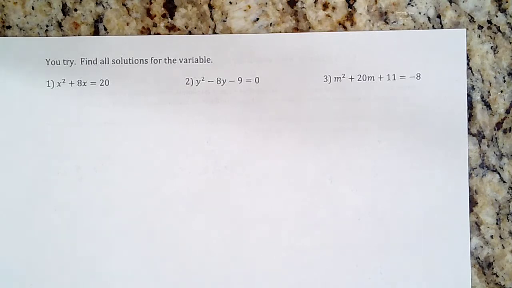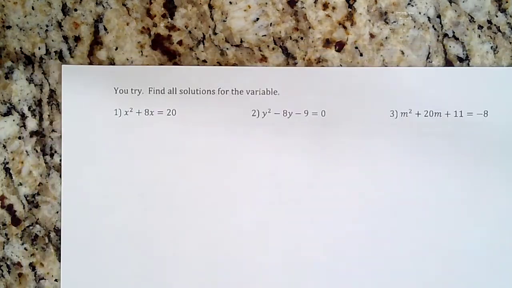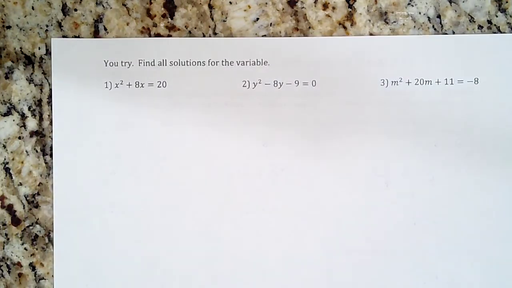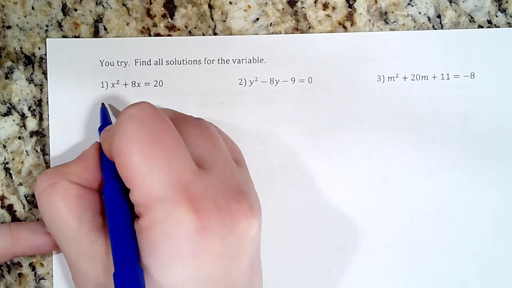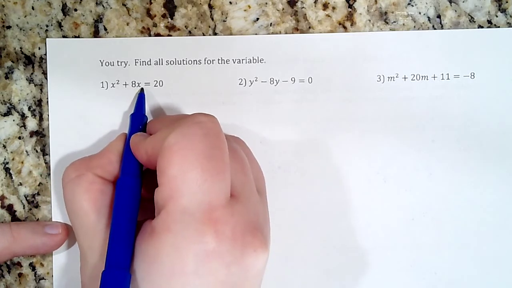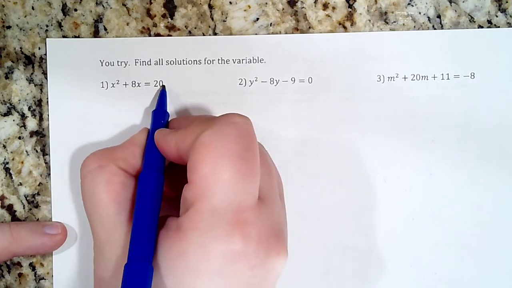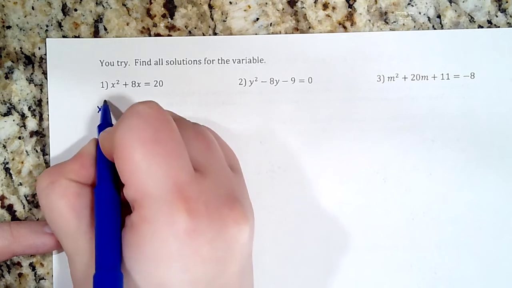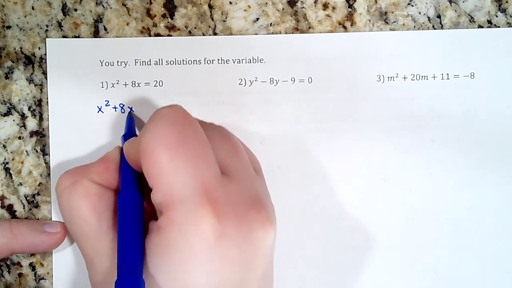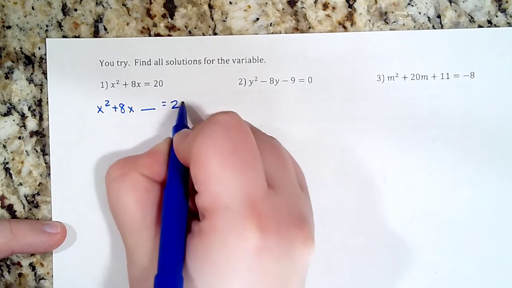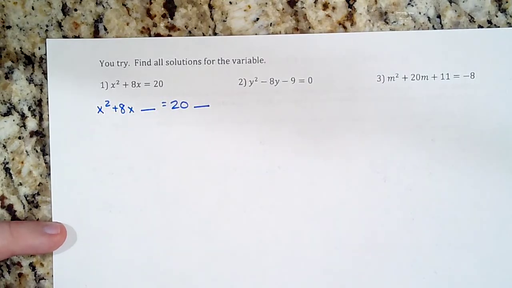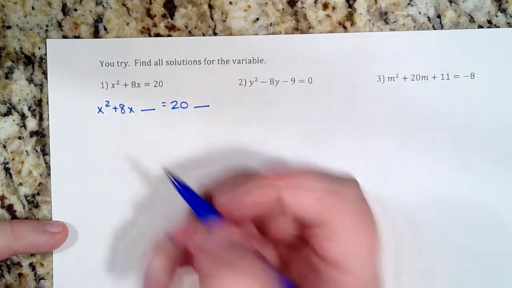All right, hopefully you paused the video just now and tried these on your own. We're going to start working through them. So, using my steps from before, I start by creating a blank. The nice one about this is my number is already on the other side. So all I have to do to create my blank is to just put one in. There's no number over there to move, so I just ignore it.